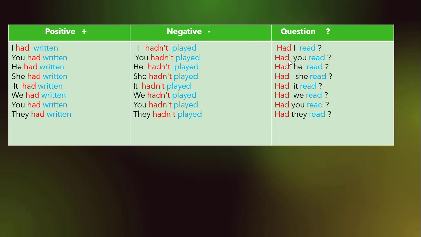Had I read, had you read, had he read, had she read, had it read, had we read, had you read, had they read. Okay, so these are the three forms of past perfect: positive form, negative form and question.